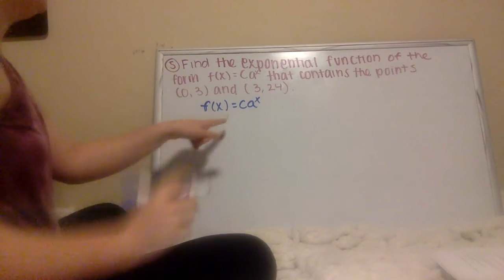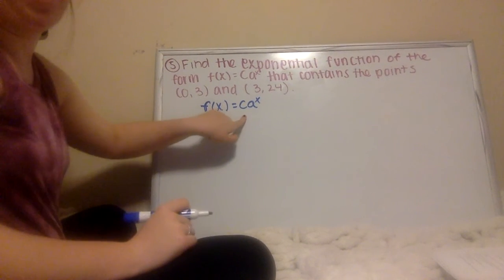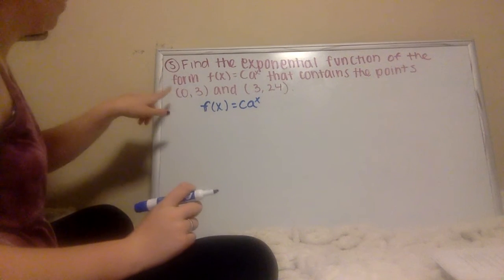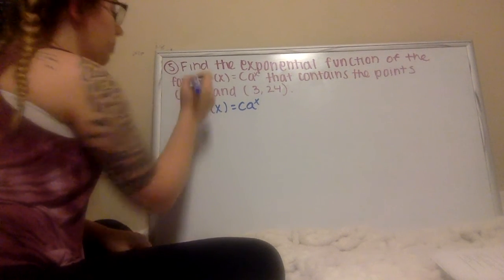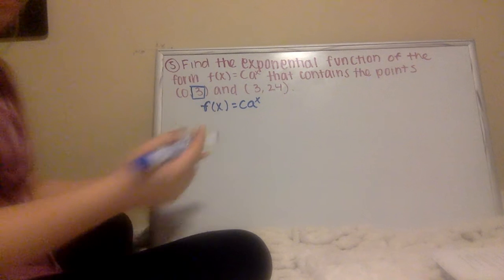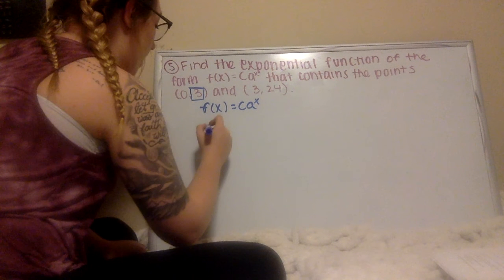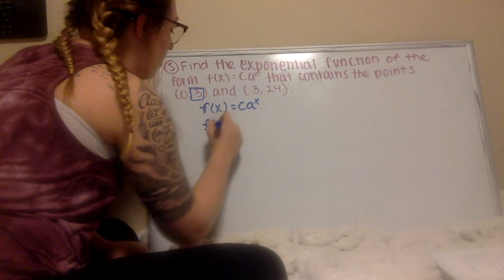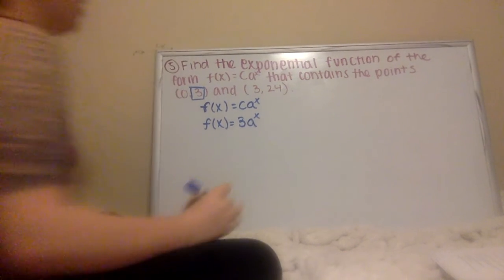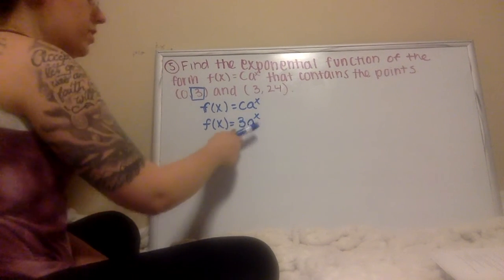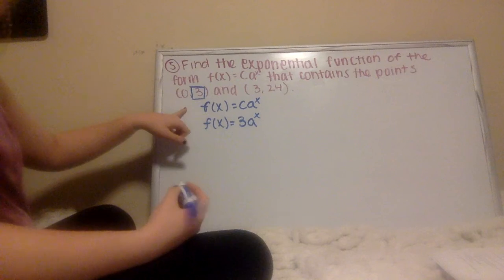Well, the first thing that we already know from this problem is our c value. We know our initial value because when you have a point where your x value is 0, then that y value is your initial value or your y-intercept. So we can go ahead and fill that part in. So far we have f of x equals 3 a to the x. So we know that we need to solve for a to write our final equation.